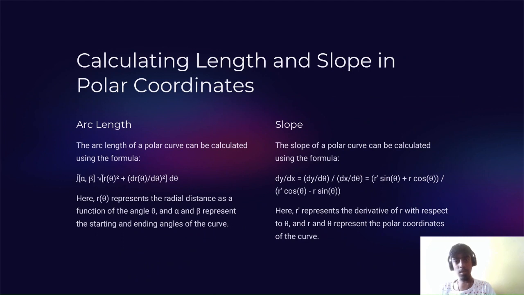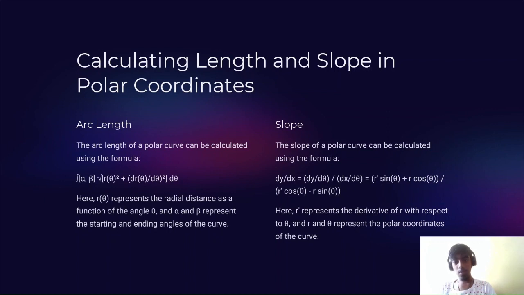Calculating the length and slope in polar coordinates. The arc length of a polar curve can be calculated using the formula. Here r of theta represents the radial distance as a function of angle theta, and alpha and beta represent the starting and ending angles of the polar curve.